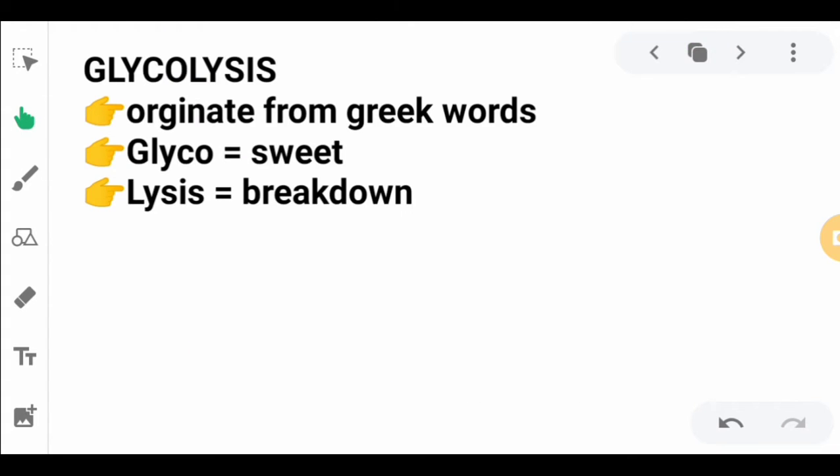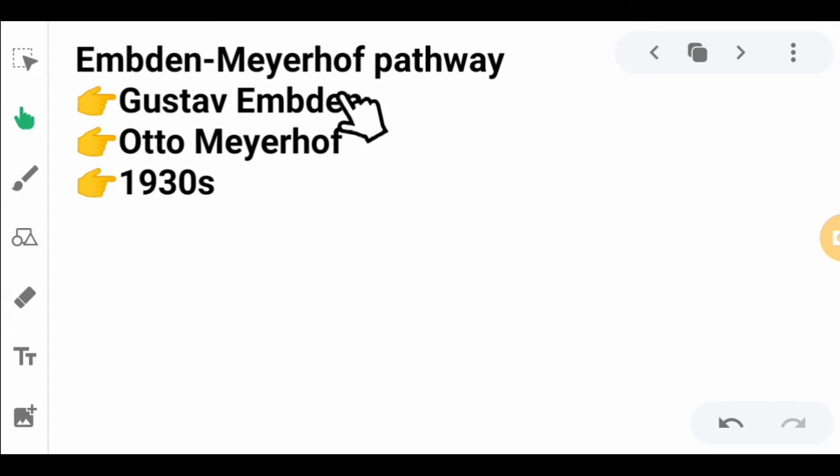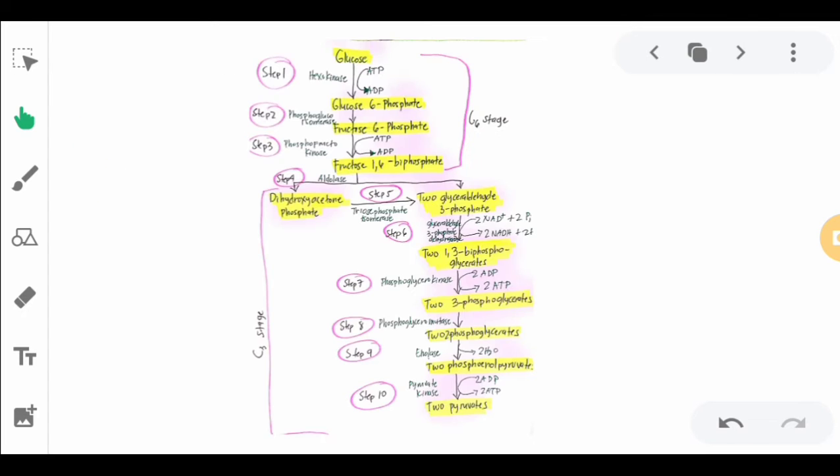The word glycolysis originates from the Greek words glyco, which means sweet, and lysis, which means breakdown. This is also known as the Embden-Meyerhof pathway, named after the German chemist and biochemist Gustav Embden and Otto Meyerhof, who discovered the pathway in the 1930s. Then this is the overall overview of glycolysis. Let us take that one by one, step by step.